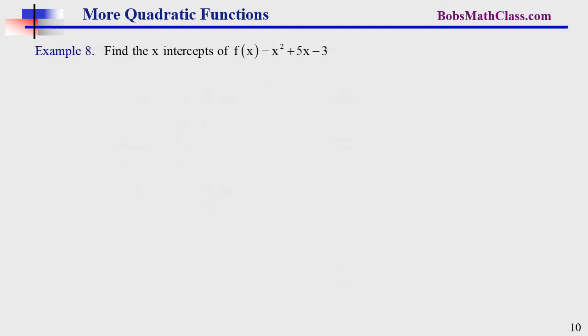Example 8, x squared plus 5x minus 3. Set it equal to 0. There's no number in front of the x squared, so it's a 1. 1 times -3 is -3. The only factors of 3 are 1 times 3, and that's not going to subtract to give us a 5. So this does not factor. What do we do if it doesn't factor? Right, we have to use the quadratic formula.